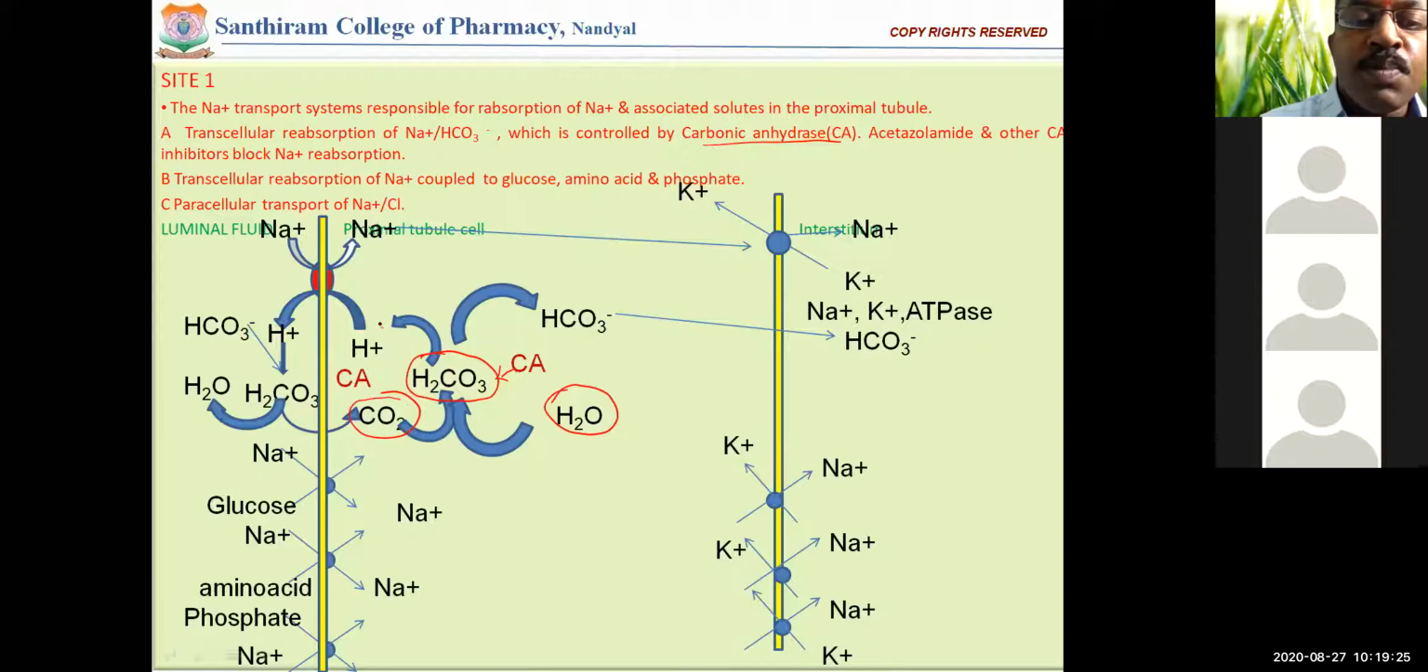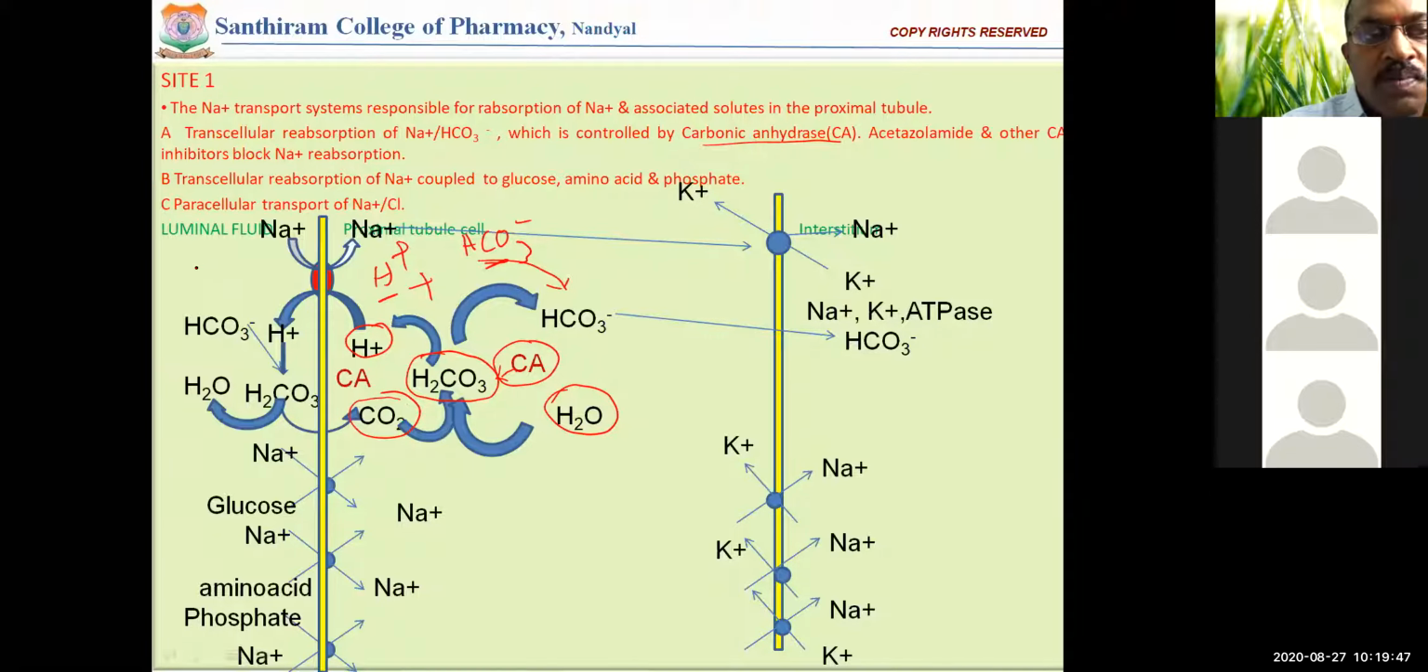carbonic acid into H+ ion plus HCO3-. Okay, so H+ and HCO3- are the ions that are formed, which is catalyzed by carbonic anhydrase. So this is the acidic ion and this is the basic ion. And the acidic ion which is formed.